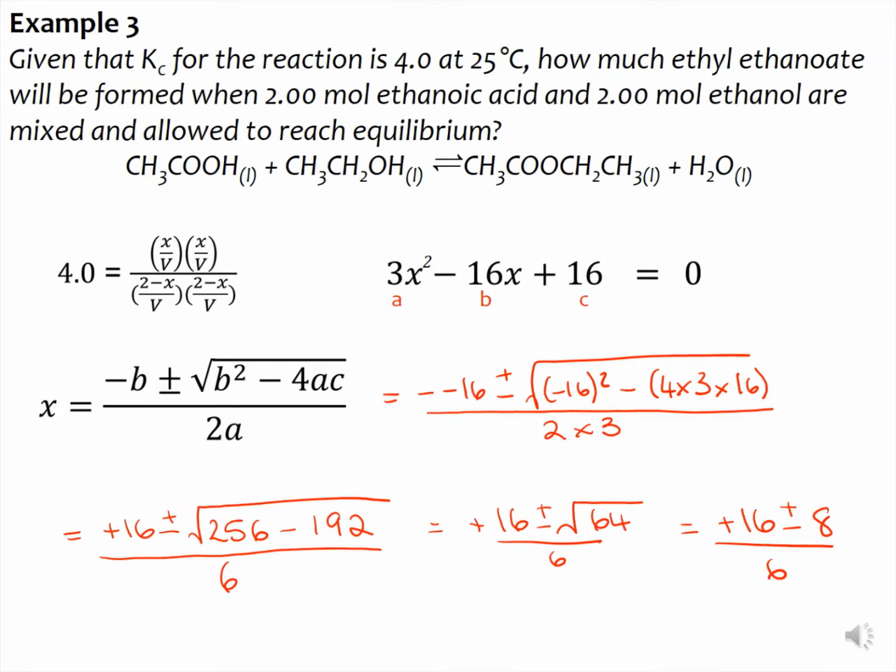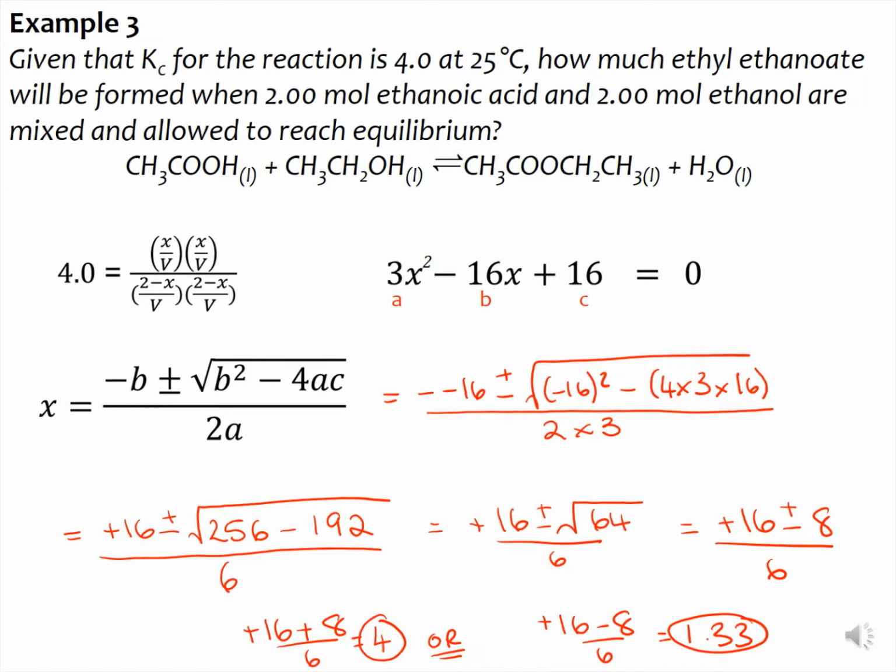So we have two possible answers here. We have plus 16 plus 8 divided by 6, and we have plus 16 minus 8 divided by 6. Now if we solve those, we come out with x is equal to 4 or x is equal to 1.33. We have two possible values. What on earth do we do with those?